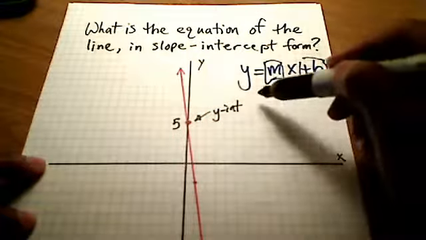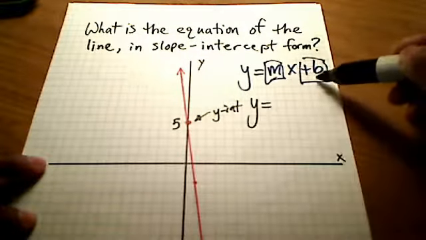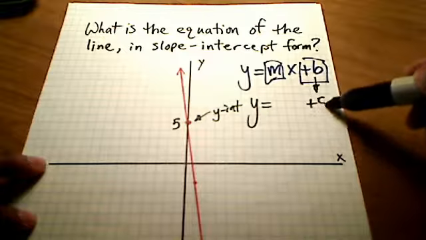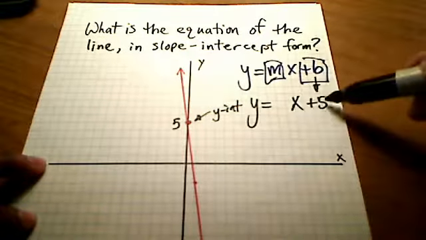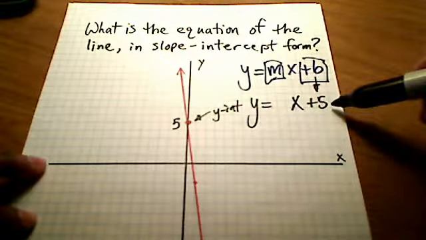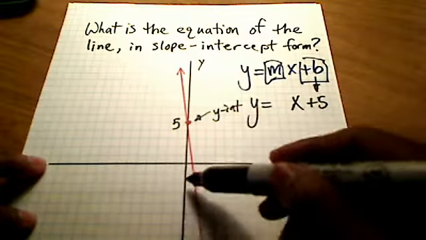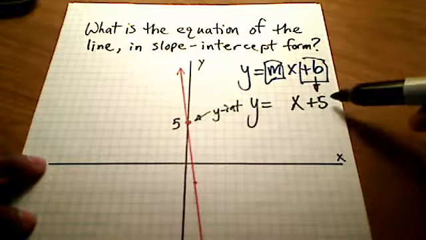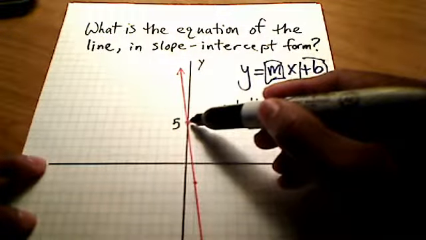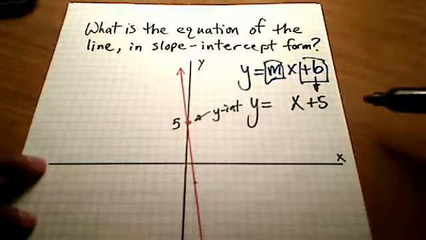So here's what I know so far. I know that this number that's sitting here all by itself is a positive 5. I know that for sure. If it crossed down here somewhere, it would be a negative number. It would be minus something. But since it's crossing right here, it's a positive 5. So I'm just going to put a plus 5.